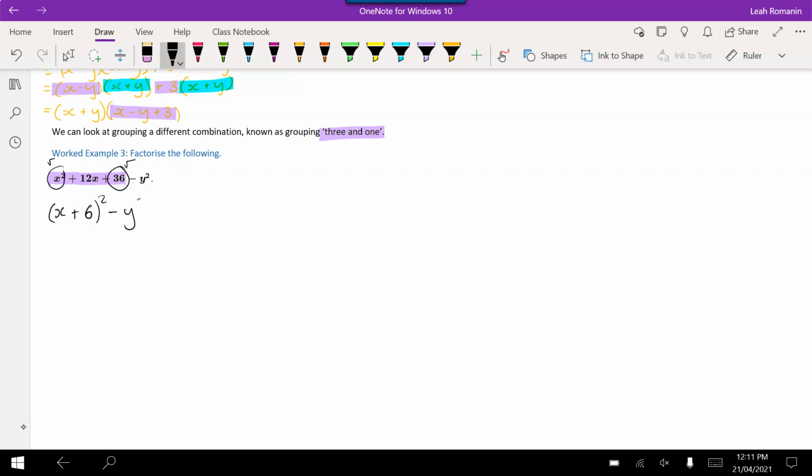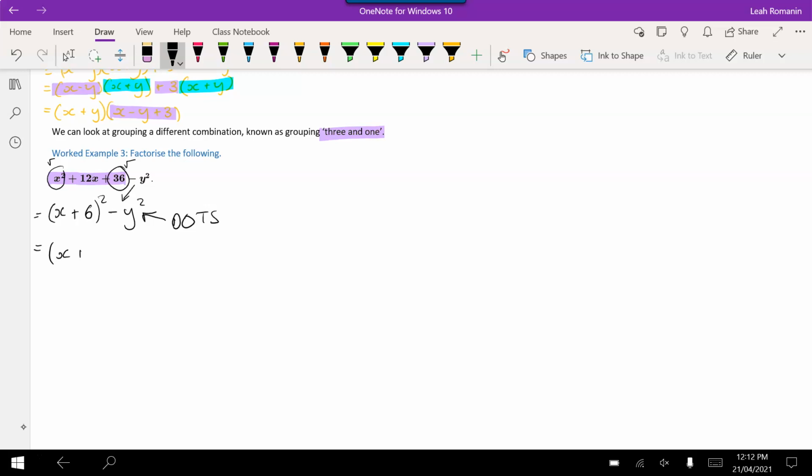Now this minus y squared just comes down here. I'm not doing anything with that yet. Now to put the y squared inside my already squared bracket, what I'm actually going to do is square root the y to put it into my bracket. Now what we have here is a difference of perfect squares. So I have this term squared minus this term squared, so that means it's a difference of two squares.